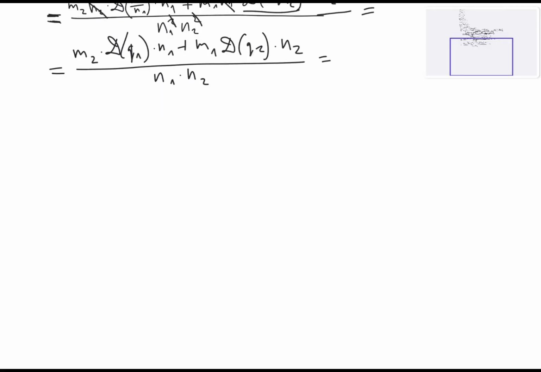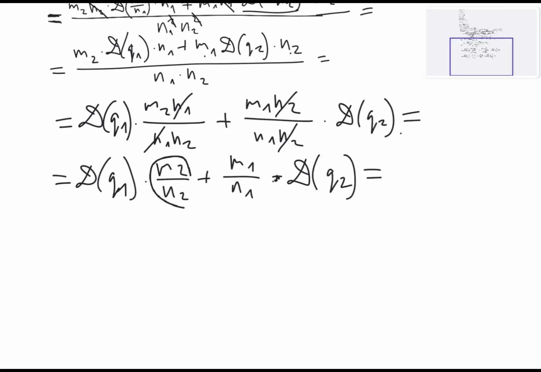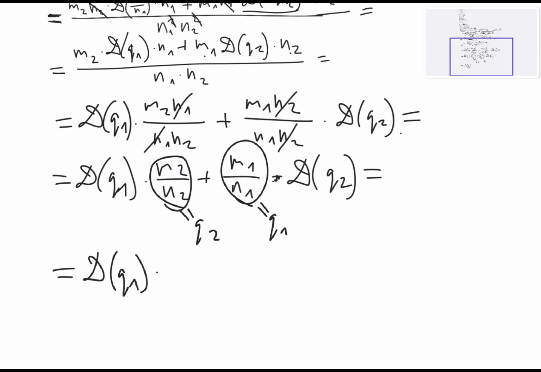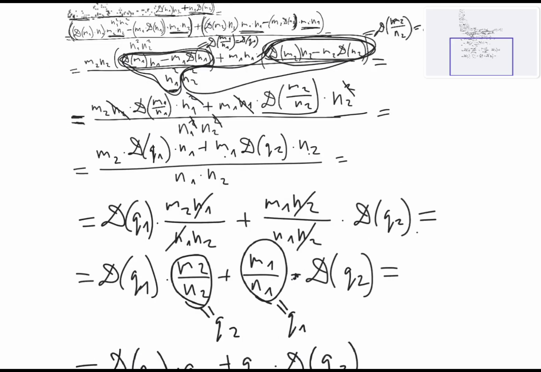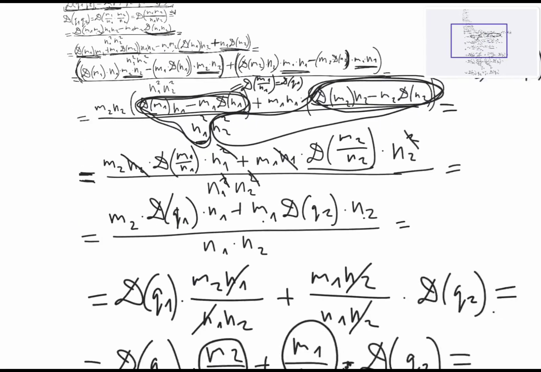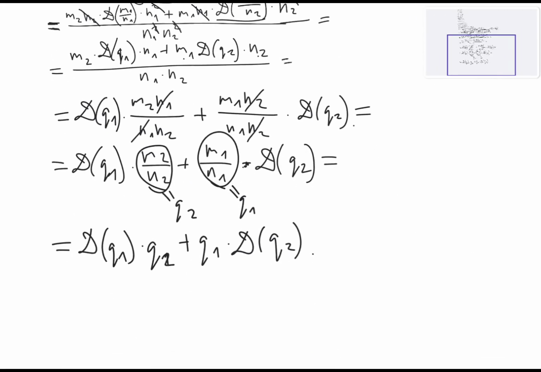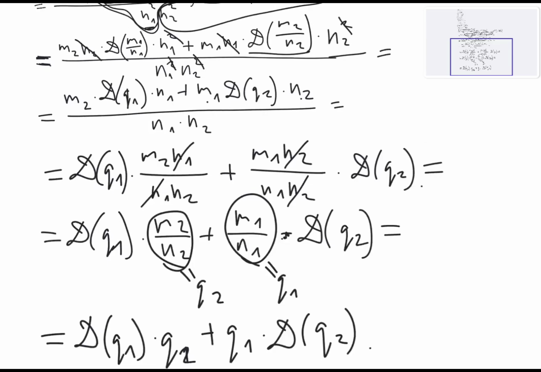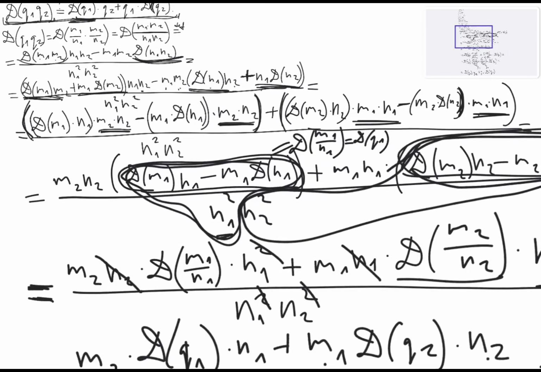So now we notice that this is exactly q2 and this is exactly q1. So in total we have d of q1 multiplied by q2 plus q1 multiplied by d of q2. Yeah, and this is exactly what we needed. So yeah, it's funny that the scale gets larger and larger when I write the lines below.